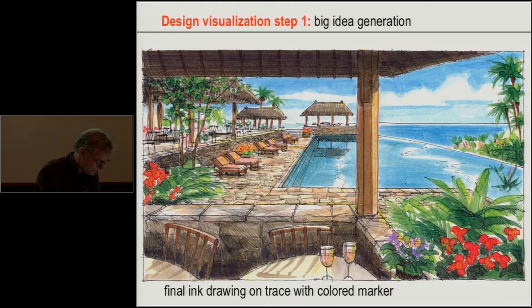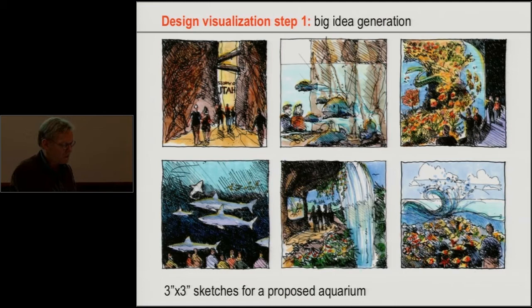Big idea generation can be a series of sketches. In this case here, I had to try to understand what one would go through in all of these different exhibit experiences in an aquarium. So I cranked out probably 20 or 30 of these things, just kind of coming up with an idea: walking under a waterfall, looking at a big wave splashing against the glass, squeezing through this tight little space in a Utah canyon in the flash flood, that kind of thing.